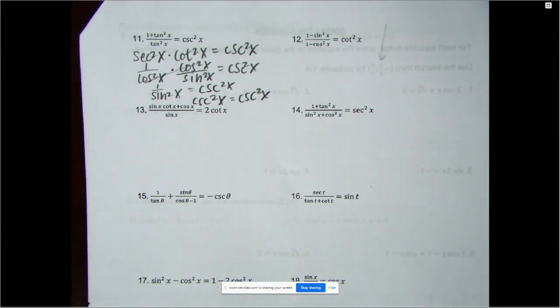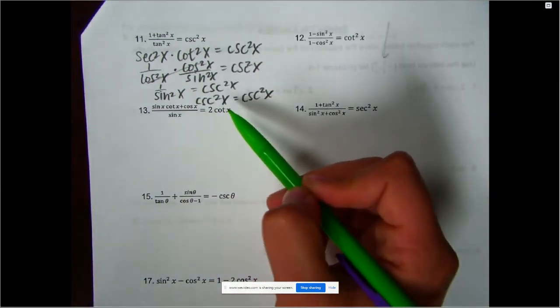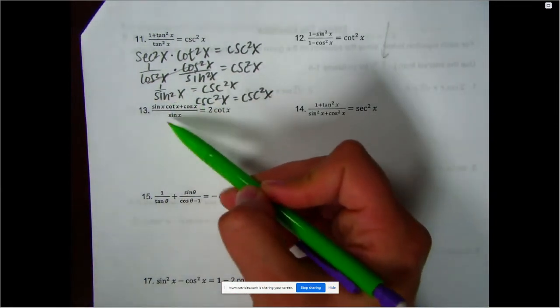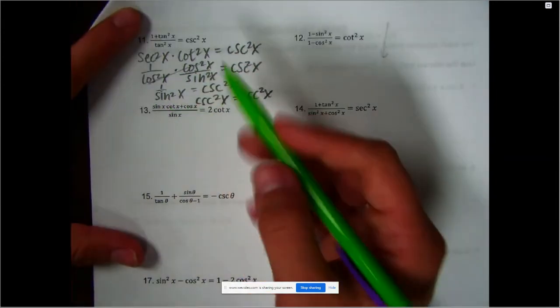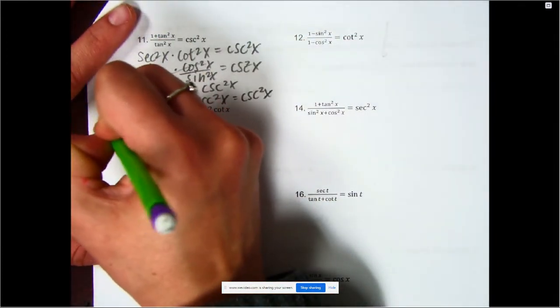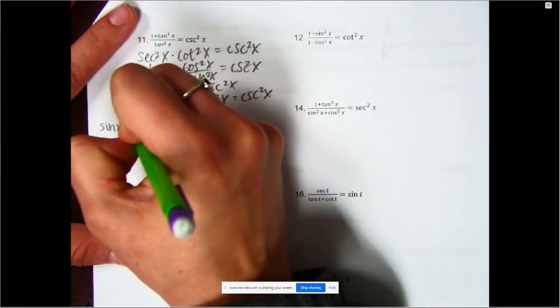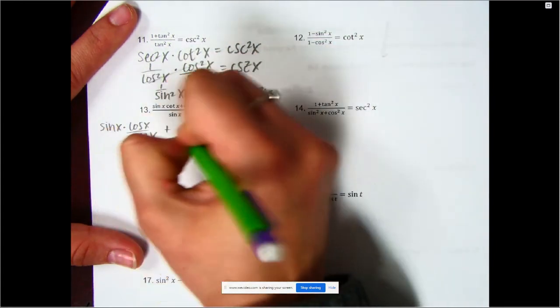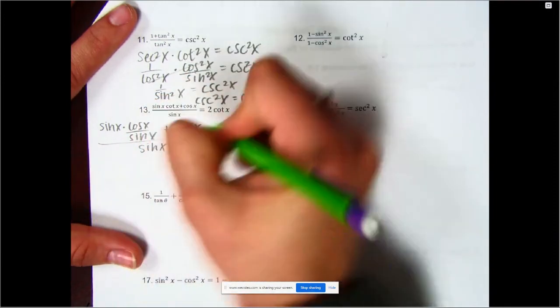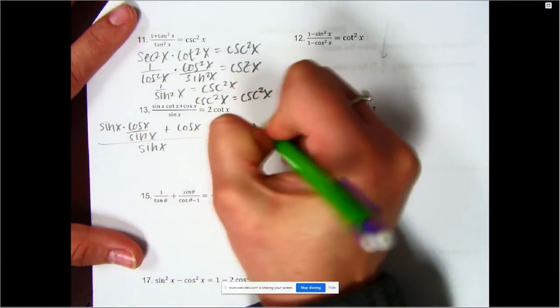So number 13, I need to simplify that numerator now. If I want cotangent, I know cotangent is cosine over sine. I already have a sine in the bottom, so I need to figure out this numerator situation. So let's do sine and cotangent together there. So I have sine x, cotangent is cosine over sine, plus cosine all over sine equals 2 cotangents.